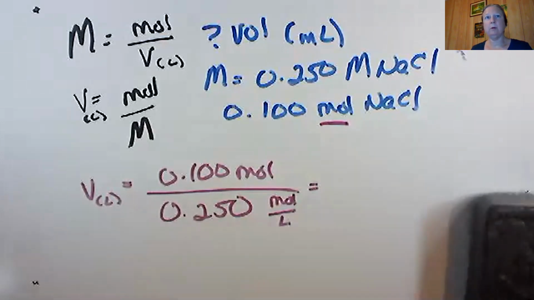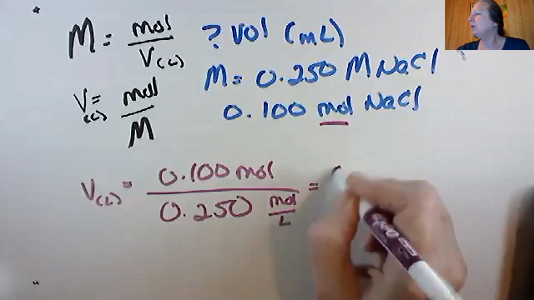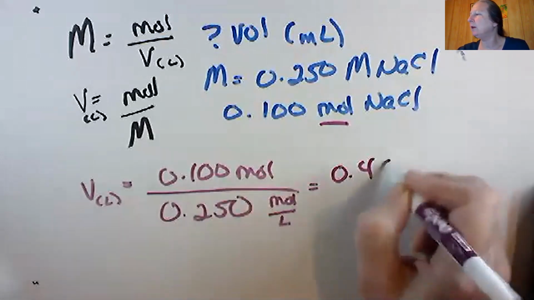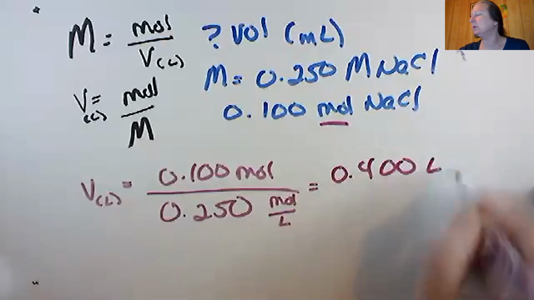So if you do the math on just this step, the slide does it in one step, but I'm going to break it up into 2. We have 0.1 divided by 0.25 equals 0.400. I have 3 sig figs, 0 liters.